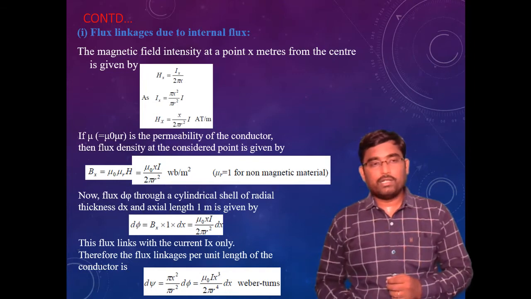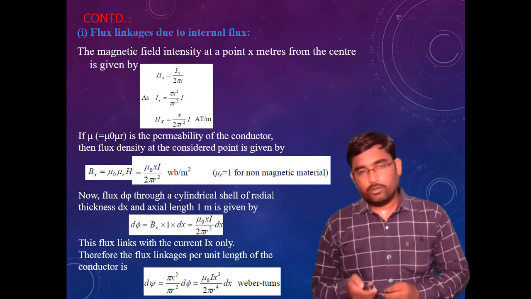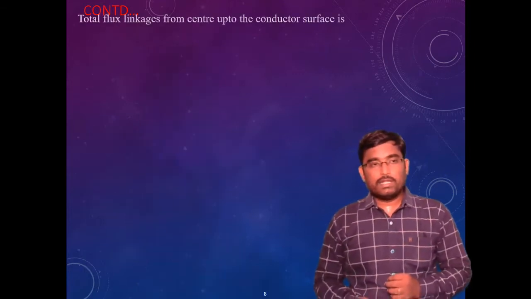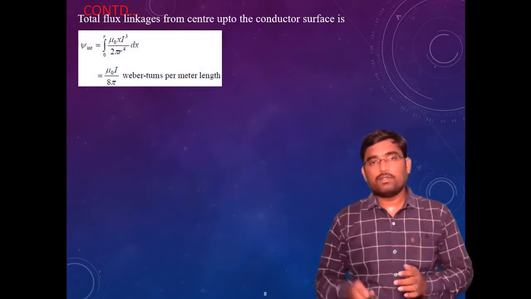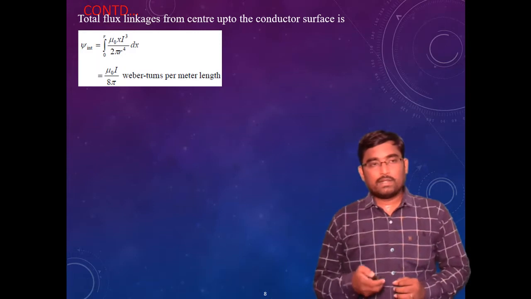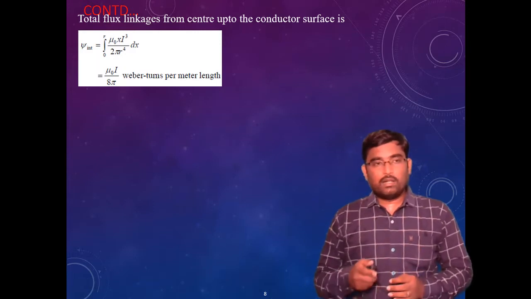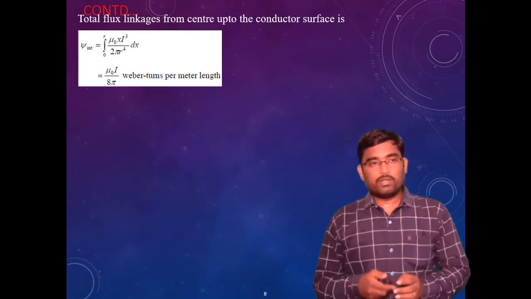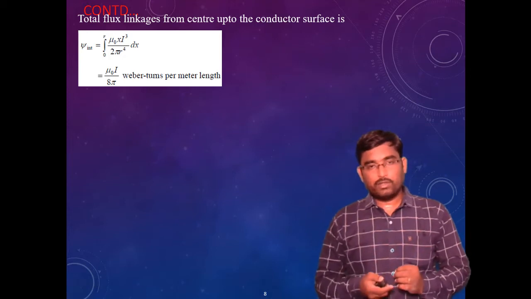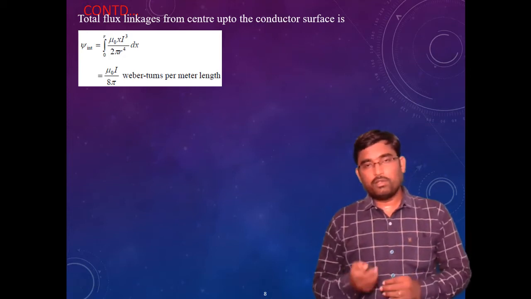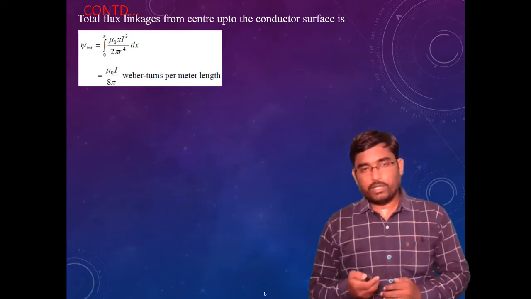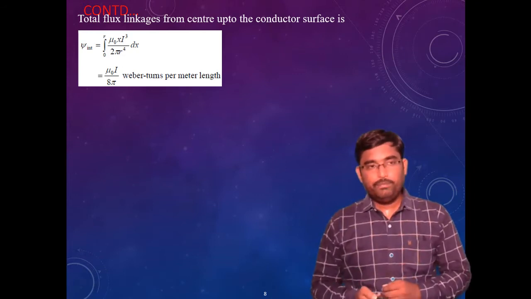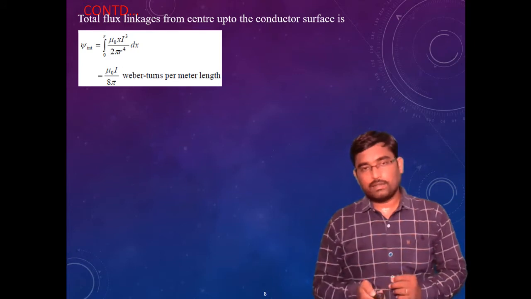So which gives mu naught into I x cube by 2 pi r power 4 into dx. So after getting d psi, the total flux linkages from the center to the conductor surface, means total internal flux, is psi internal equals integral 0 to r of mu naught I x cube by 2 pi r power 4 dx. By performing the integration, we will get mu naught into I by 8 pi. This is the total internal flux linkage.